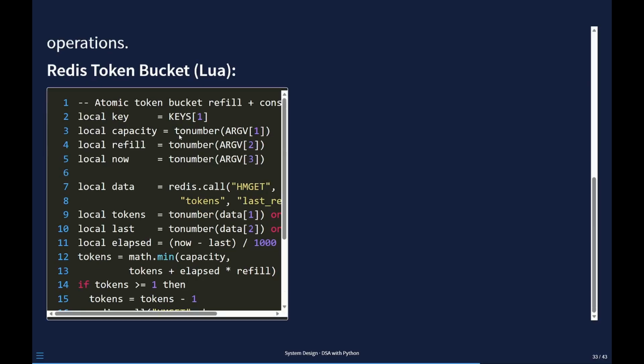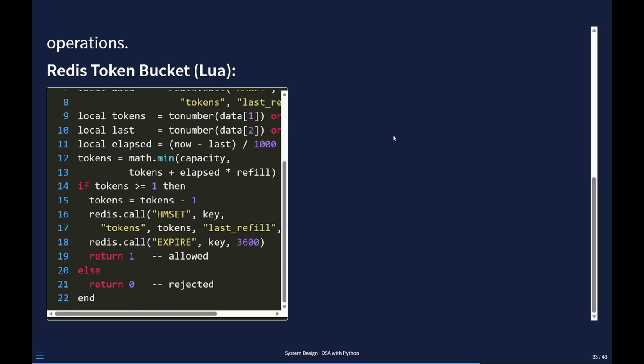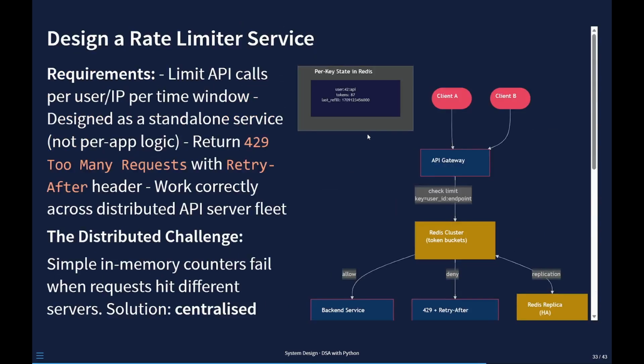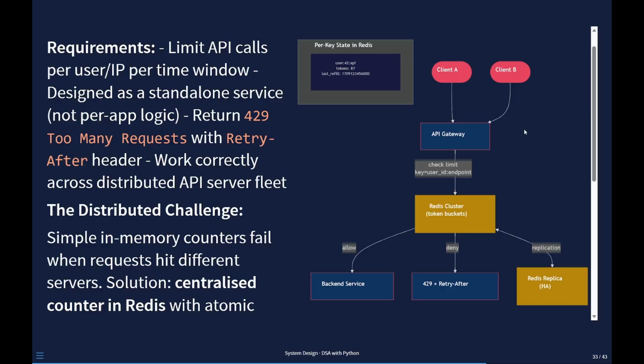The Lua script on screen is the heart of the implementation. It reads the current token count and last refill timestamp for the given key. It calculates how many tokens have been added since the last refill. It caps at the maximum capacity. If there is at least one token available, it decrements, saves, and returns allowed. Otherwise, rejected. Critically, the entire Lua script runs atomically. Redis executes it as a single indivisible operation. No race conditions, no distributed locks needed.